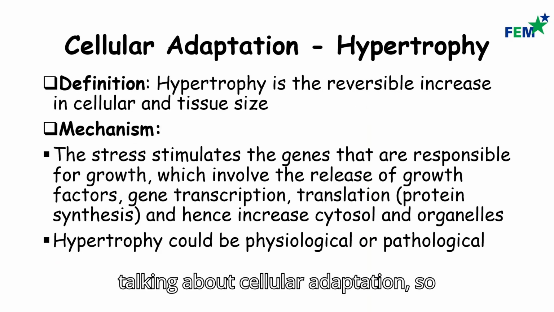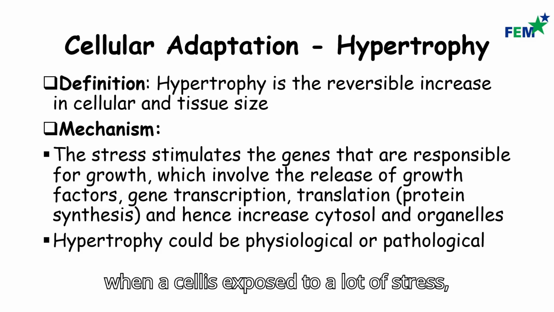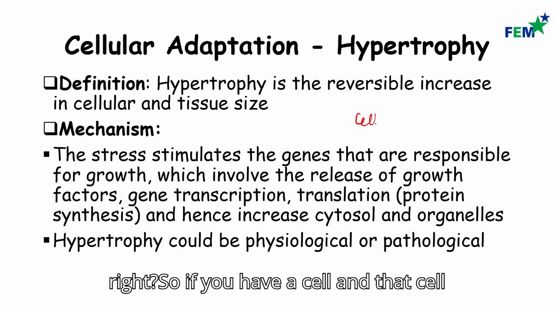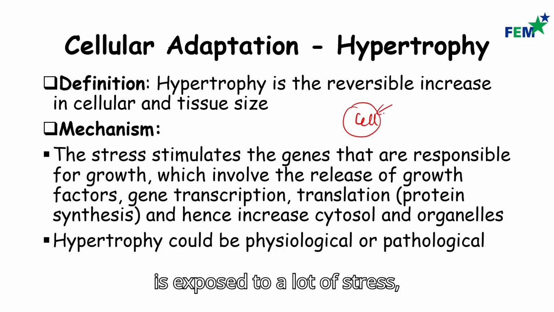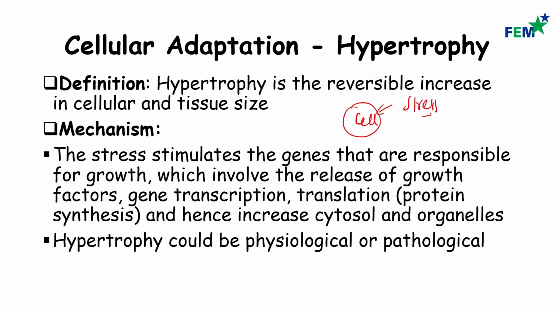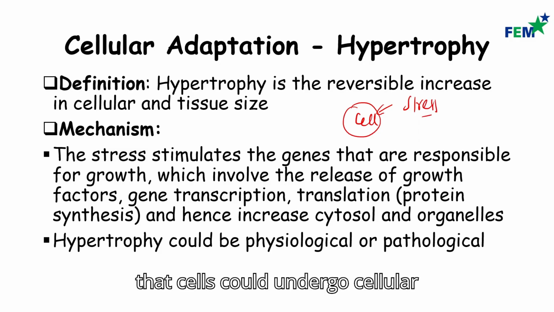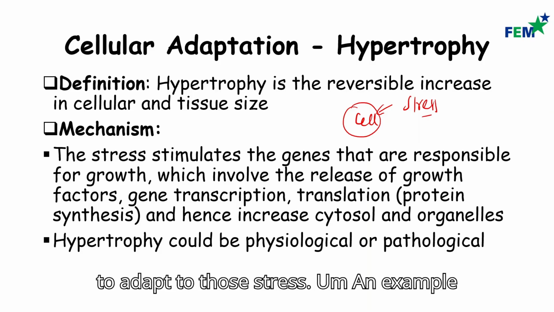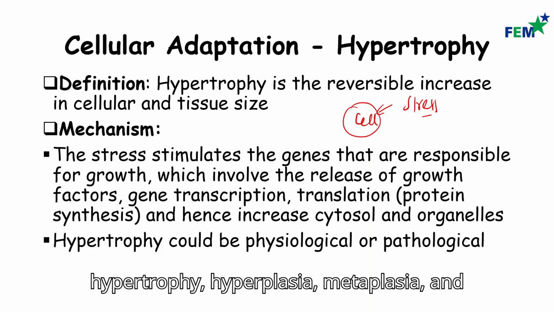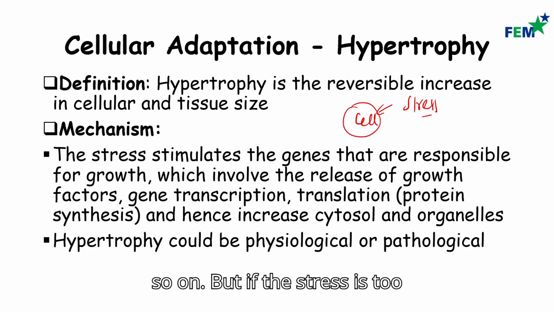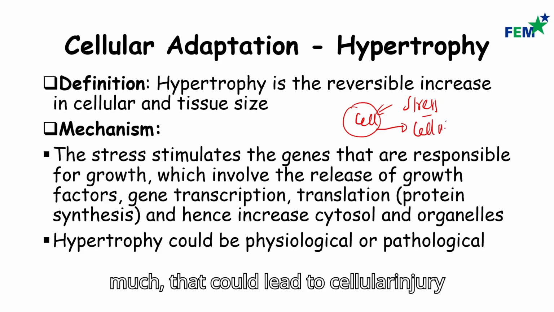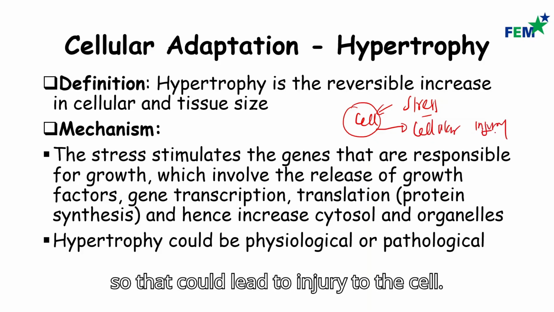Talking about cellular adaptation, when a cell is exposed to a lot of stress, the cell could undergo cellular adaptation. They could look for a way to adapt to that stress. Examples of cellular adaptation include hypertrophy, hyperplasia, metaplasia, and so on. But if the stress is too much, that could lead to cellular injury, injury to the cell.